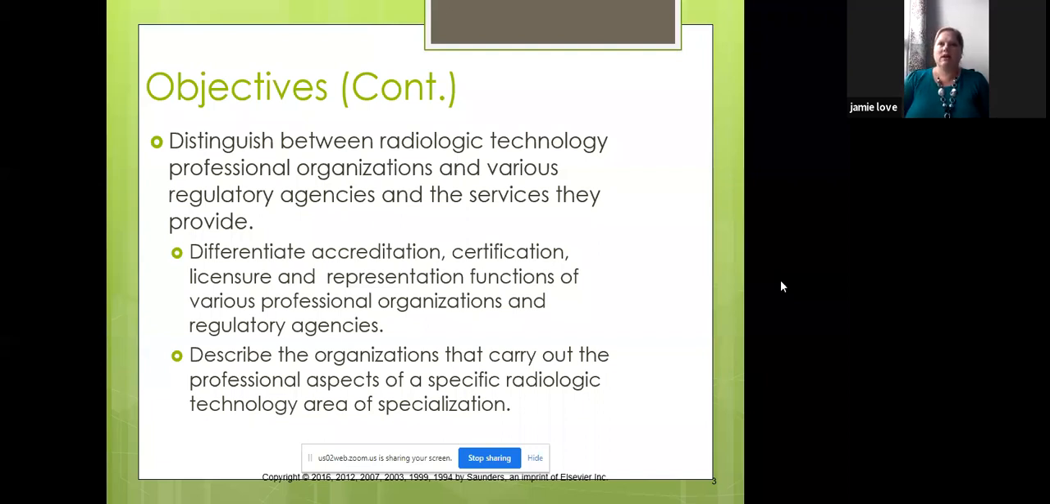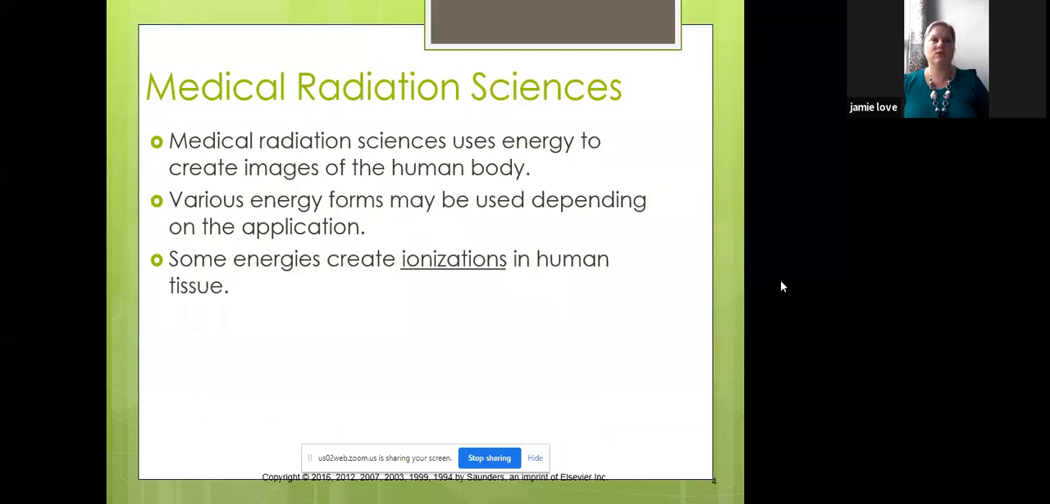So in radiation science, we use energy, which is X-ray energy, radiation, to create images of the body. And we're going to look at the EM spectrum. This is going to get into some physics for next month's class. Some of these energies can ionize human tissue in the body, and that's why X-rays can be dangerous. Ionization means it's going to add or remove an electron from the cell, and when that happens, it could cause a cancer. So that's why we say X-rays are only used if medically necessary.